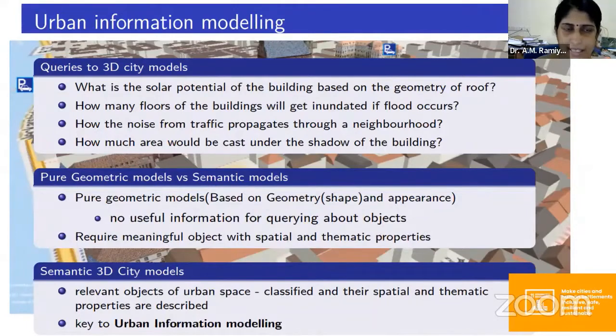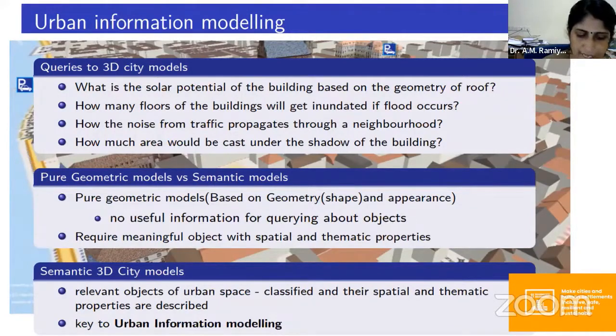These 3D city models will be able to provide additional information that a 2D map will not be able to provide. For example, if I have to do certain queries like what is the solar potential of a building based on the geometry of the roof, as one of our earlier talks was on, or how many floors of the building will get inundated if a flood occurs, these kinds of queries would not be answerable with a 2D map. So we would require 3D models for those aspects.